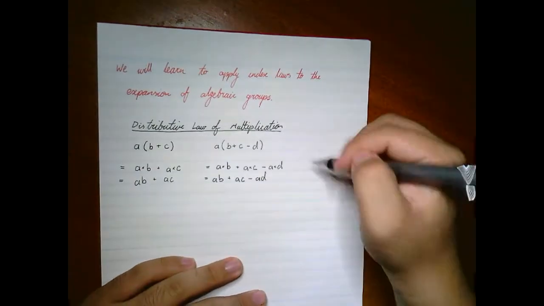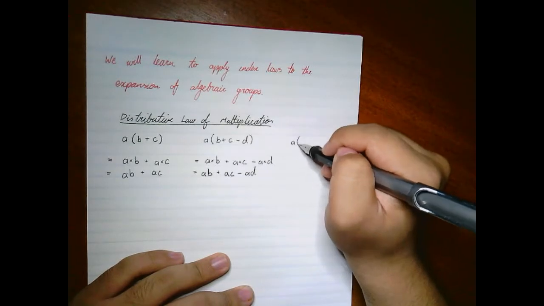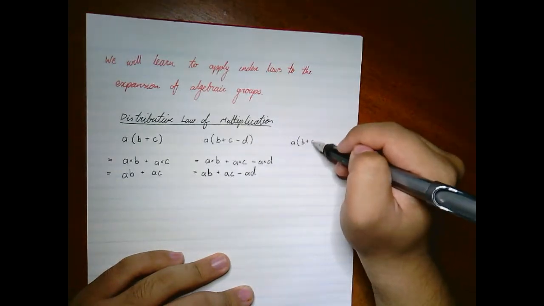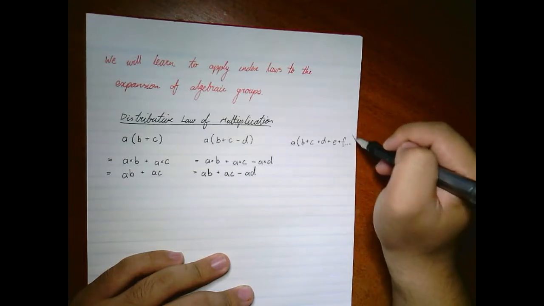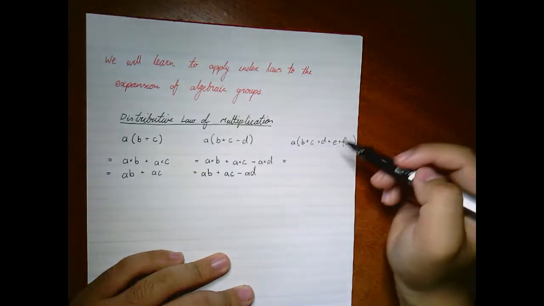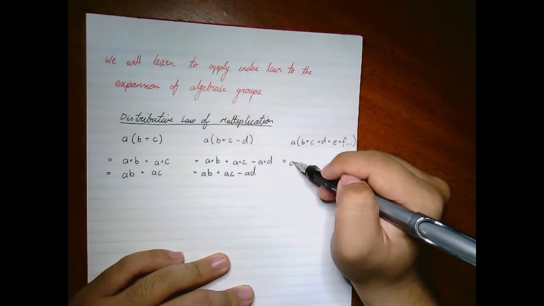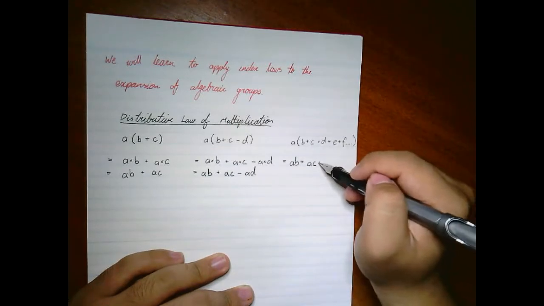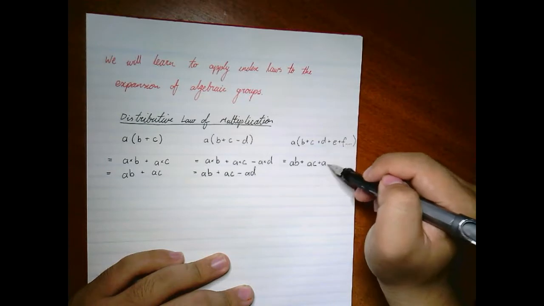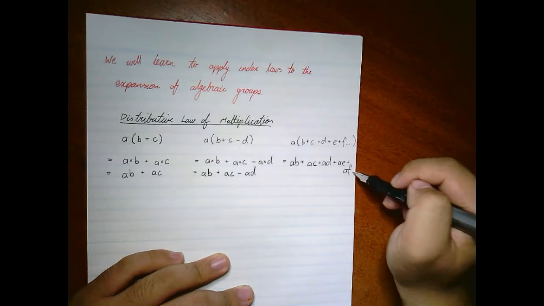So for this last example for the distributive law, if we had A outside B plus C plus D plus E plus F and so on, I'm not going to do this part, I'm going to go straight to the end. It's going to be AB, because it's A times B, plus AC plus AD plus AE plus AF and so on.